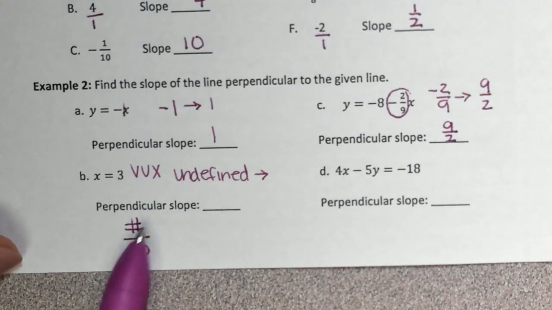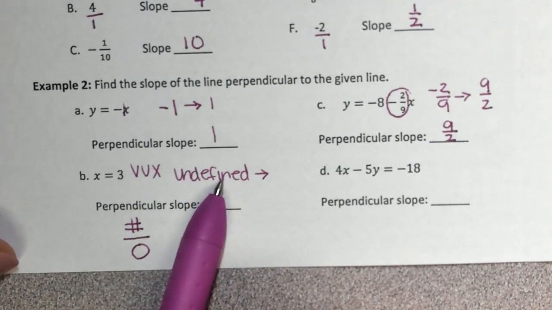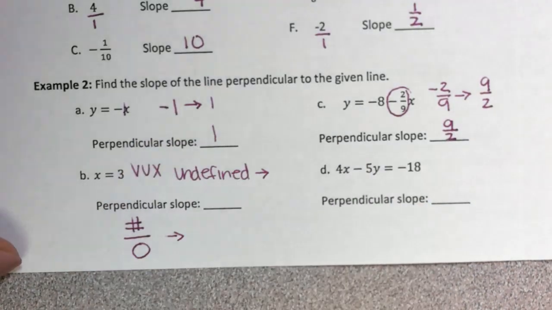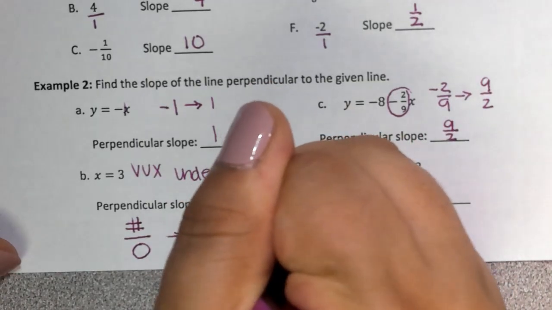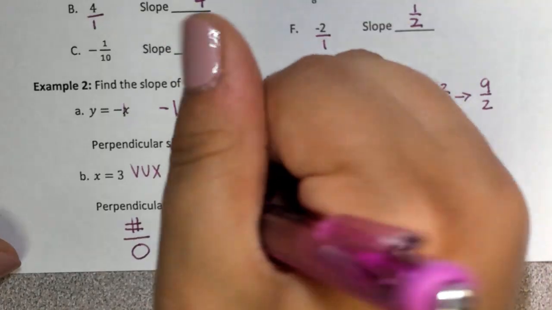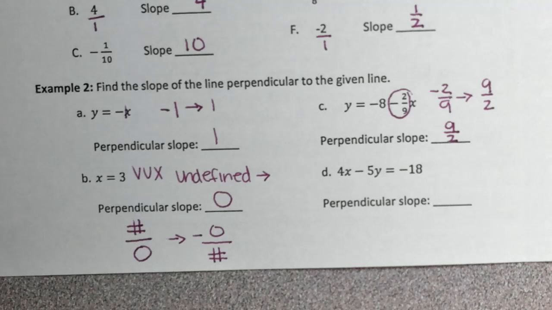But a number divided by 0, anything divided by 0, you can't do. That's why our answer is undefined. So if I were to flip this, I would get 0 divided by some number. Well, what's 0 divided by any number? The reciprocal of undefined is 0. The reciprocal of 0 is undefined.